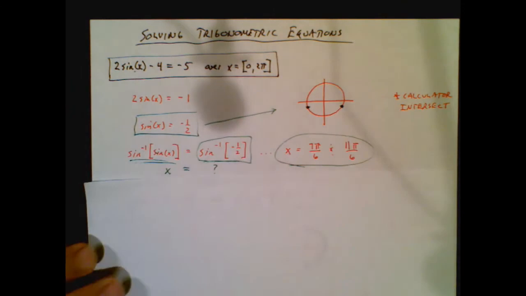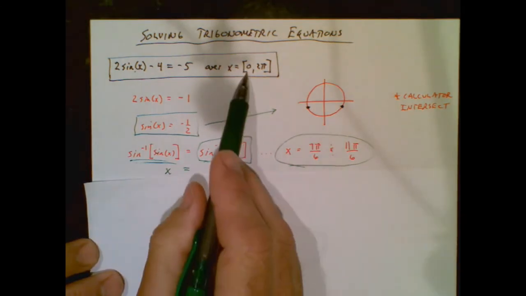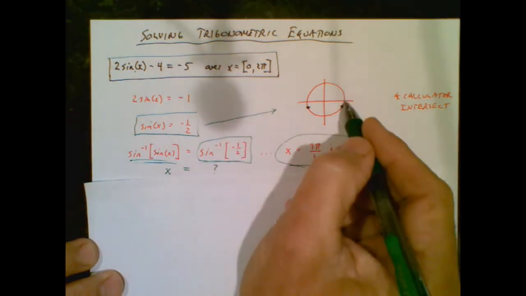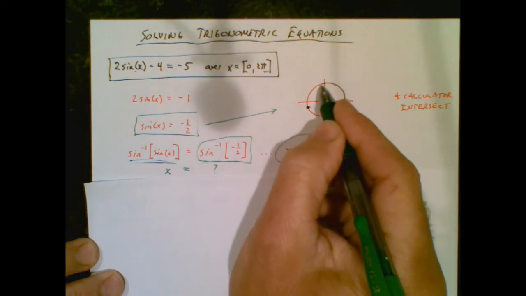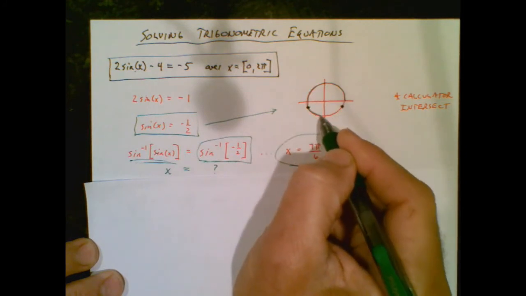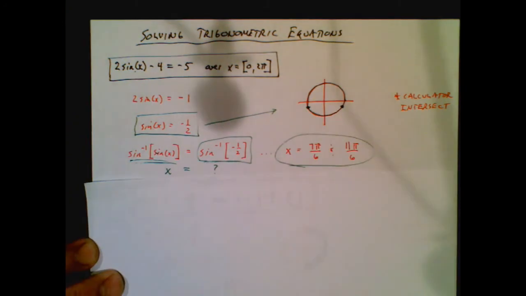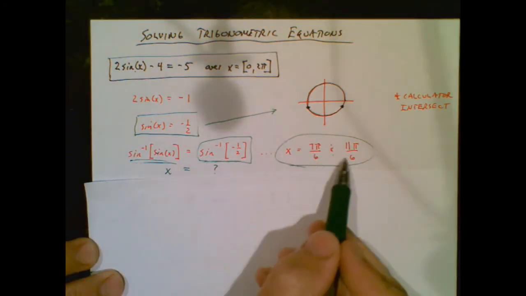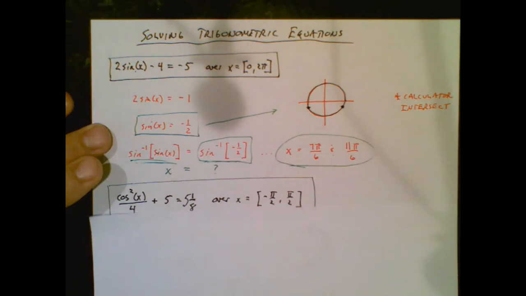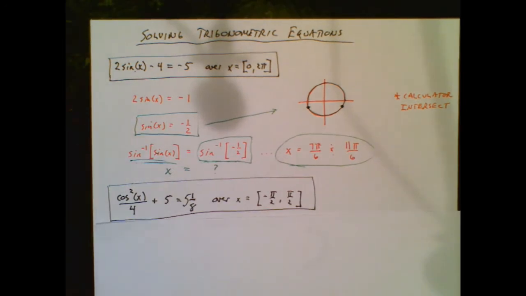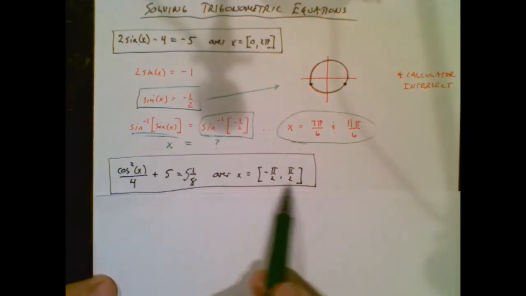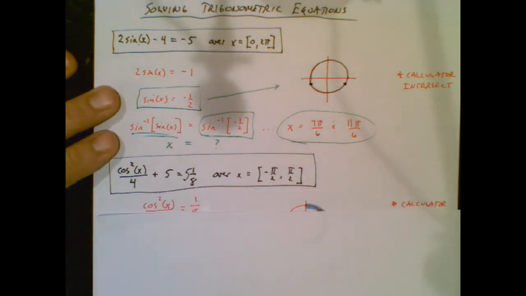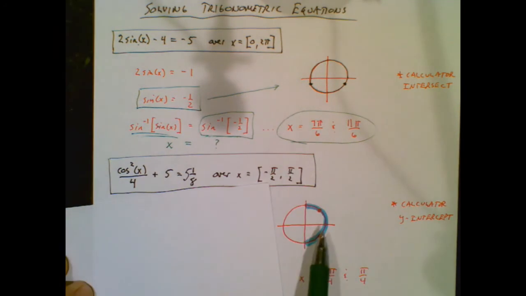Oh wait, before I do that, now we had a stated domain of 0 to 2 pi, which means we can only choose values that occur on the unit circle as I take 1 lap around the unit circle. That's why I took those 2 values. On this next problem, the stated domain is only part of the unit circle, so I've shaded this unit circle from negative pi over 2 all the way to pi over 2.